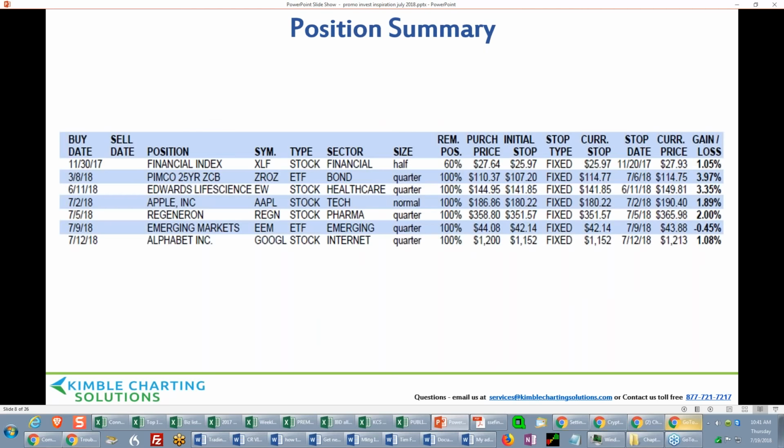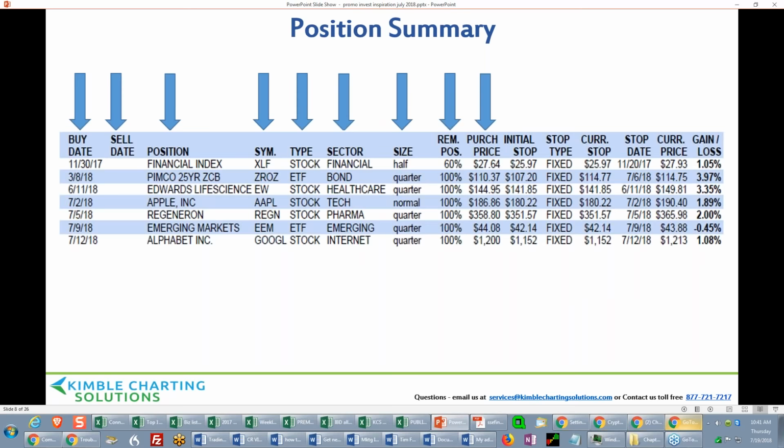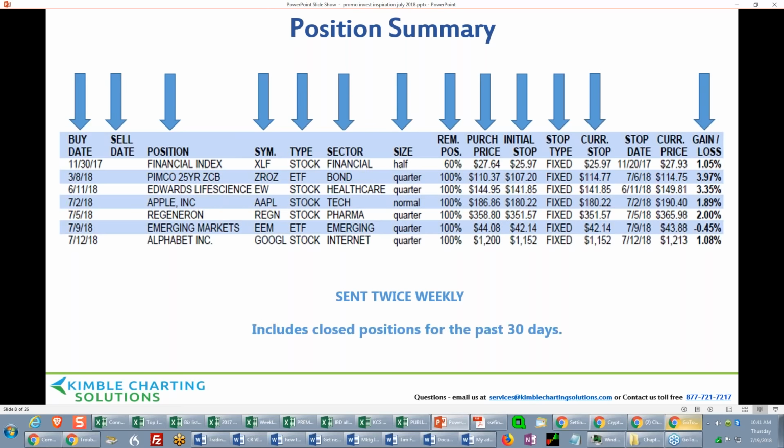This is just an example of a position summary, and lots of information we provide. We continue to add to this information that we feel would be helpful to people in terms of tracking our positions, and of course, any additional questions that we can help you with, we're here to help if it's not on this report. Sent twice weekly. And also, we do include closed positions for the past 30 days with each update.